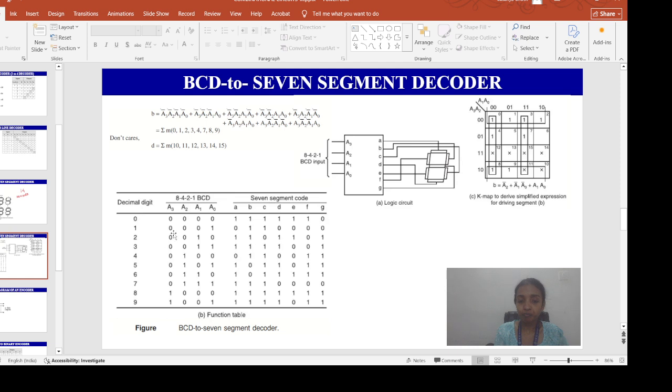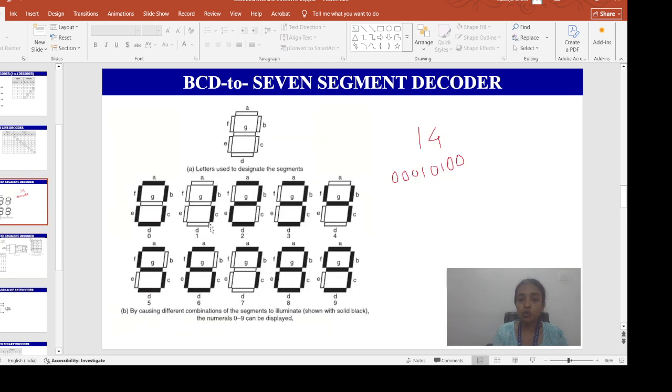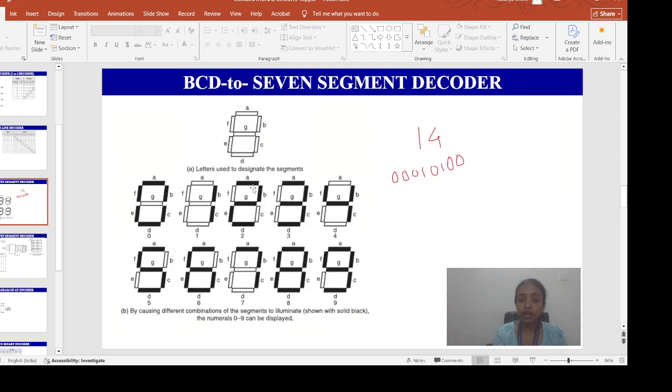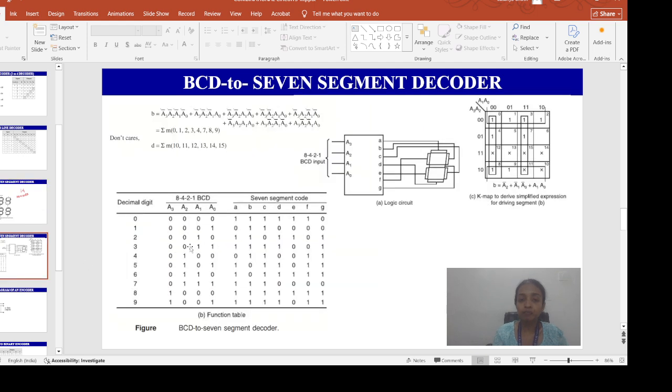In order to glow 1, what are we supposed to do? Only B and C should be 1, the rest should be 0. In order to glow 2, what do we have to do? A, B, G, E, D should be 1, and the rest should be 0, likewise. This is how you are supposed to make the truth table first.